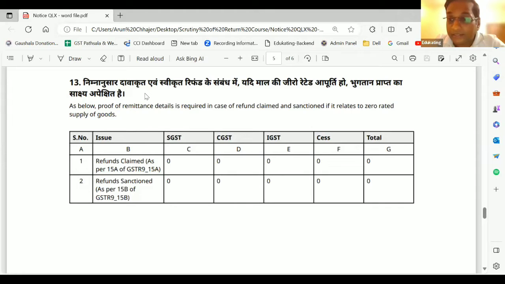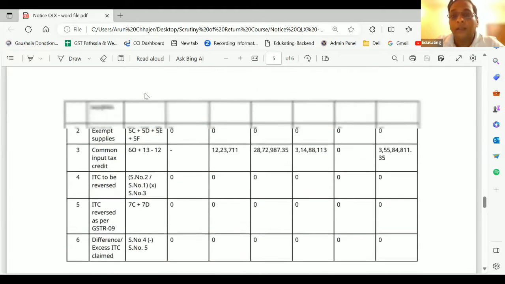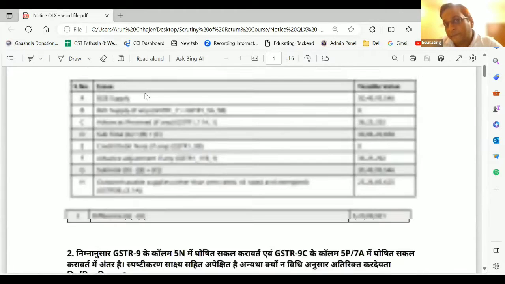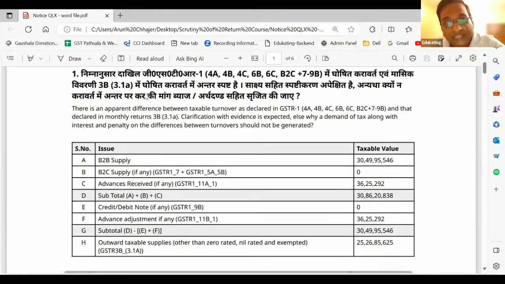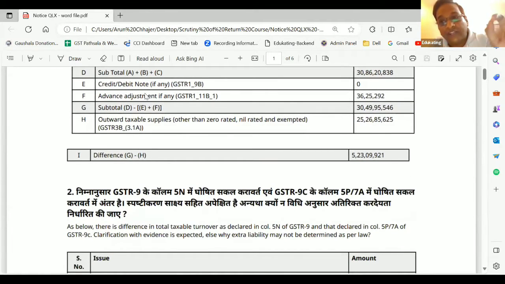They are interlinking certain tables. What is the interlinking? Either it is ASMT 10, or a departmental audit under section 65, or even a special audit by a chartered accountant from the department side. This type of interlinking is very, very common. Rather, I should say the majority of these notices involve this type of interlinking, not beyond that.